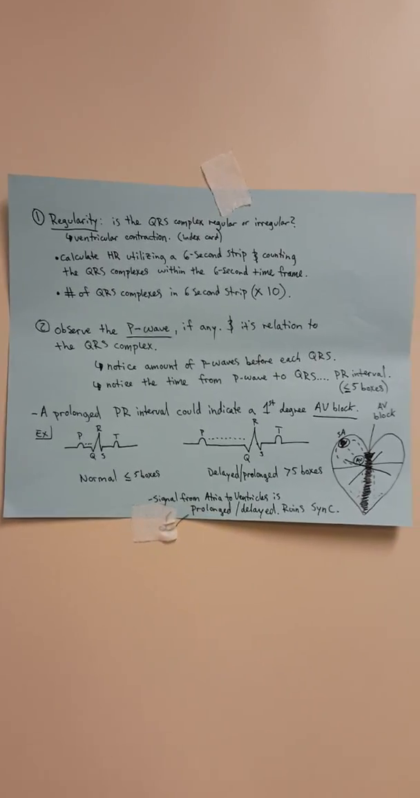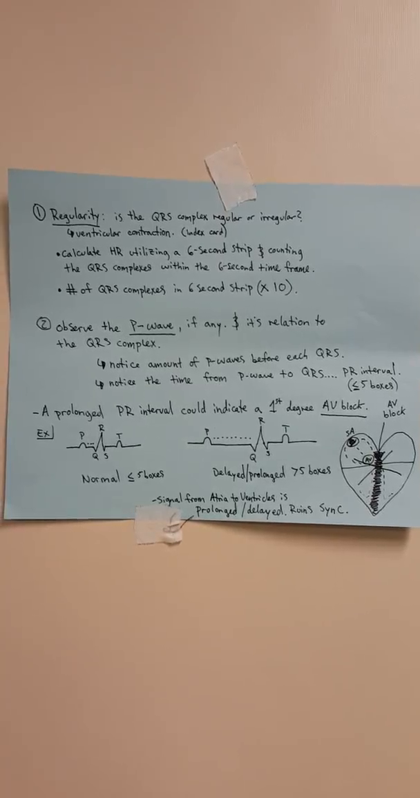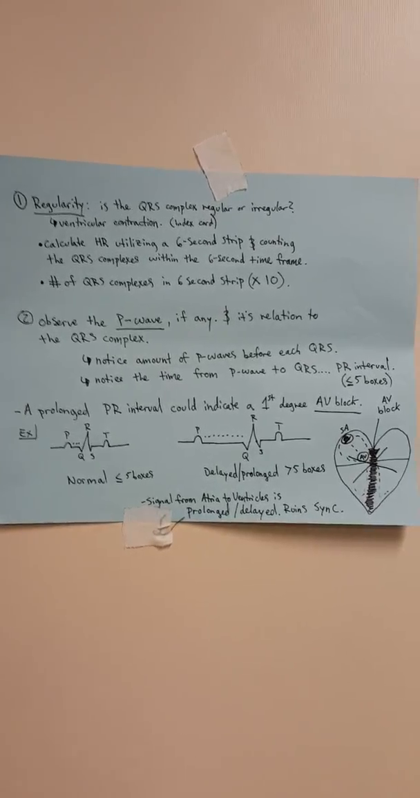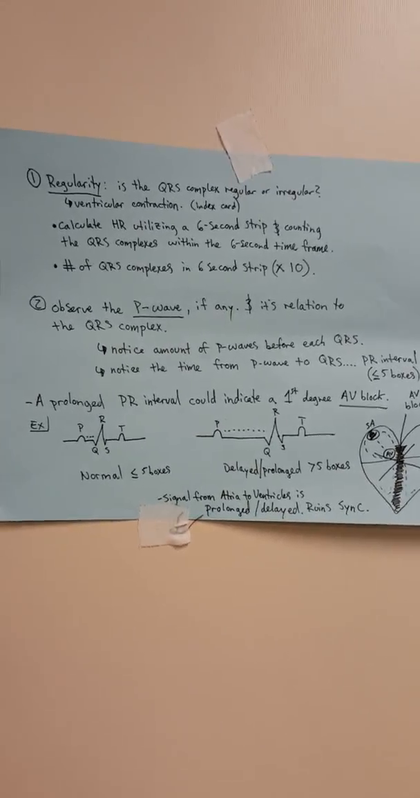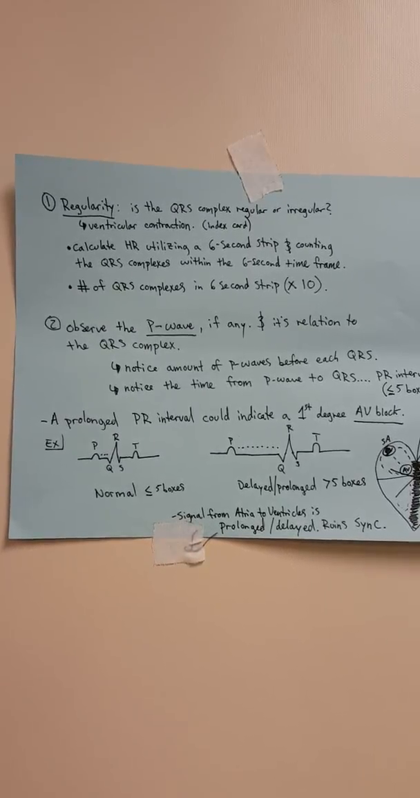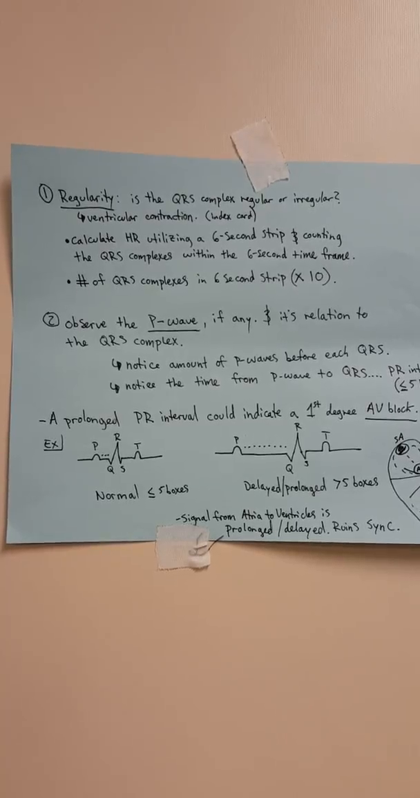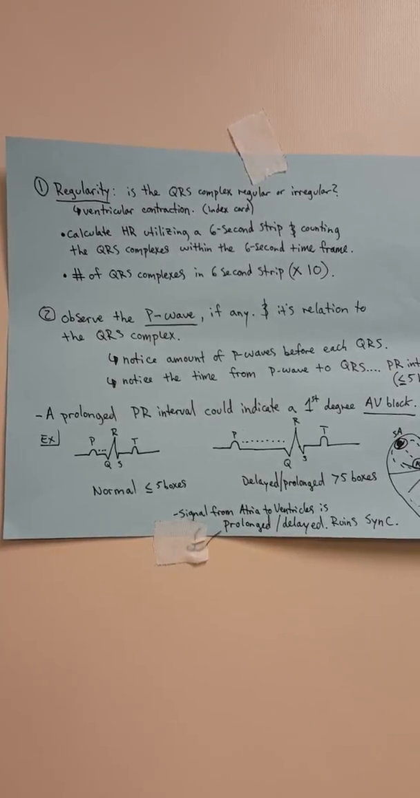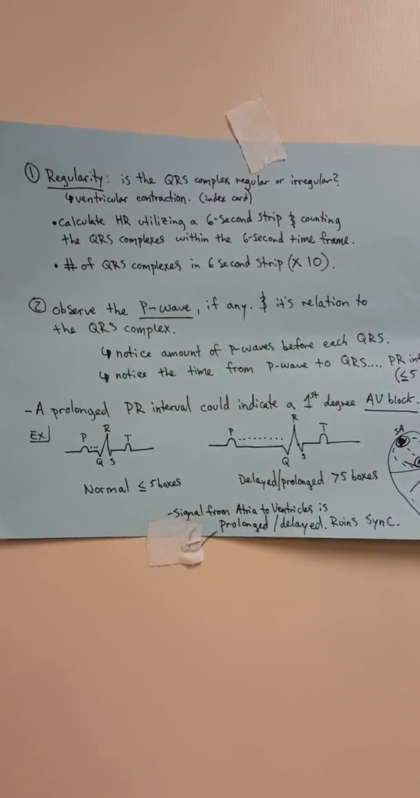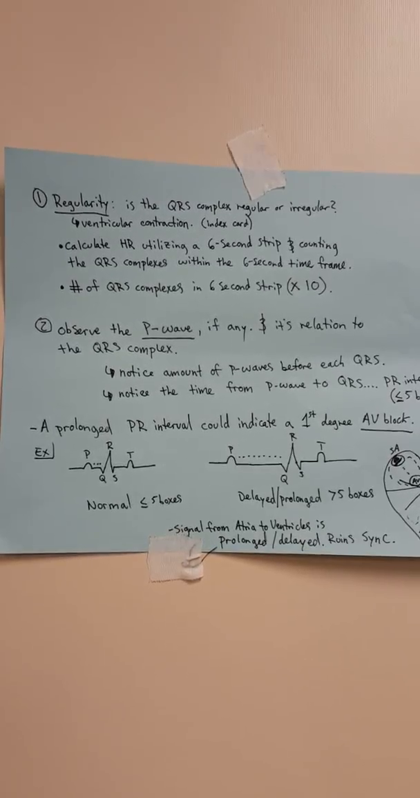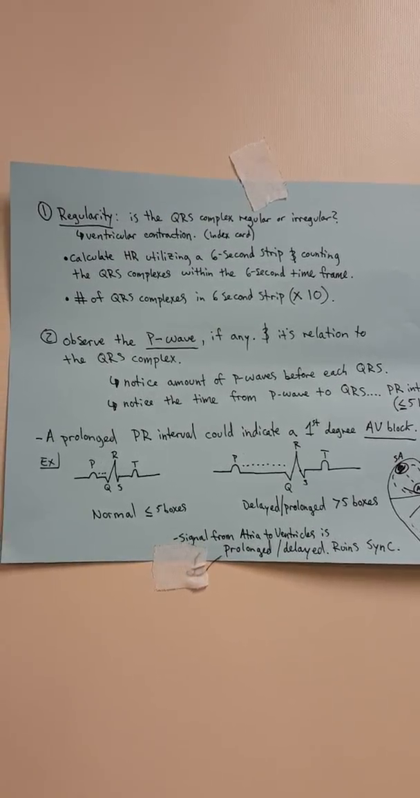So in order to help read rhythms, we're going to have to memorize some numbers and some techniques, okay? The regularity is the QRS complex. Is the QRS complex regular or irregular? You may use an index card to see. I'll show that later. It's a good way to see if they're regular or irregular.